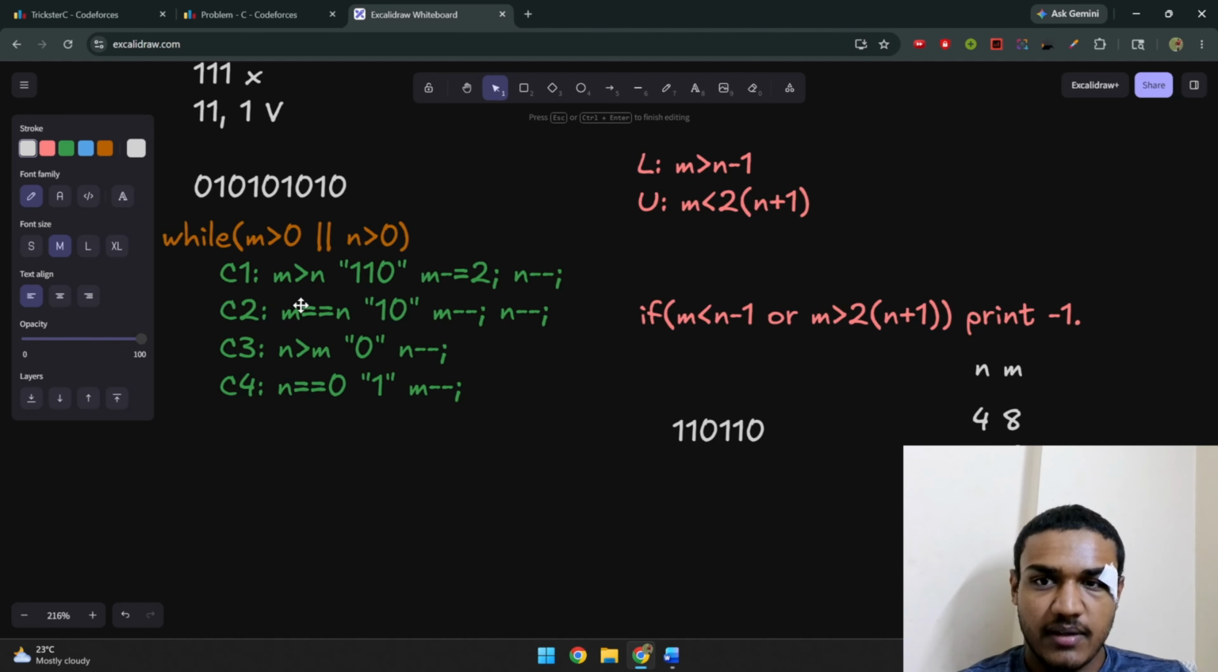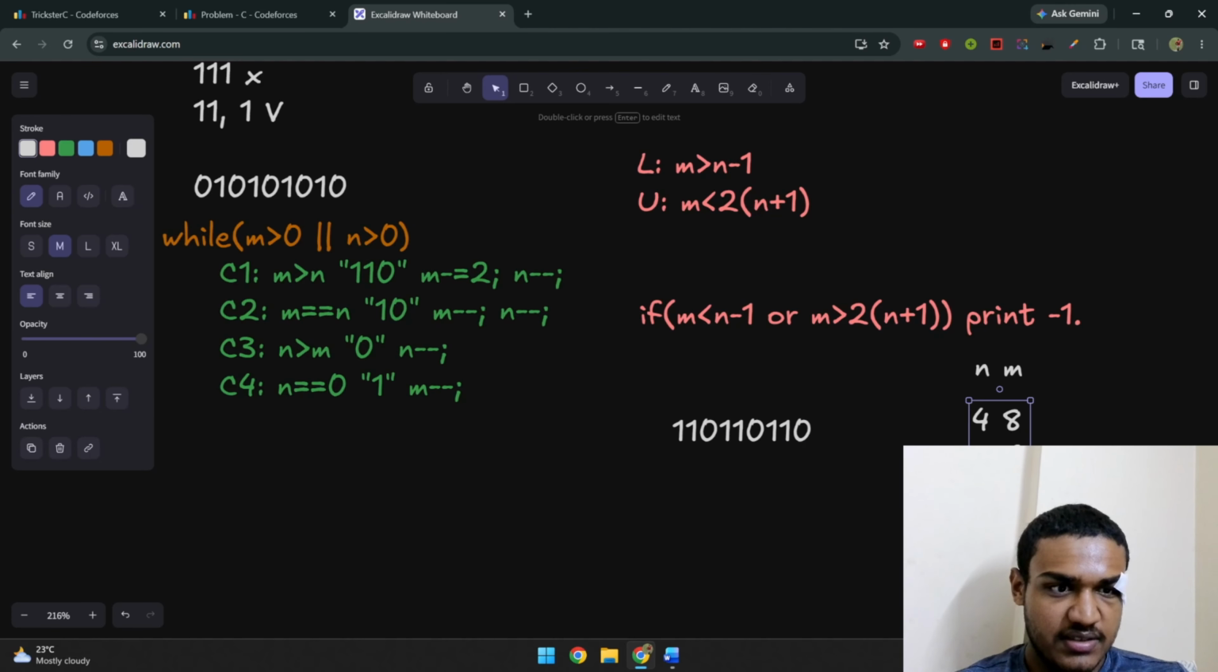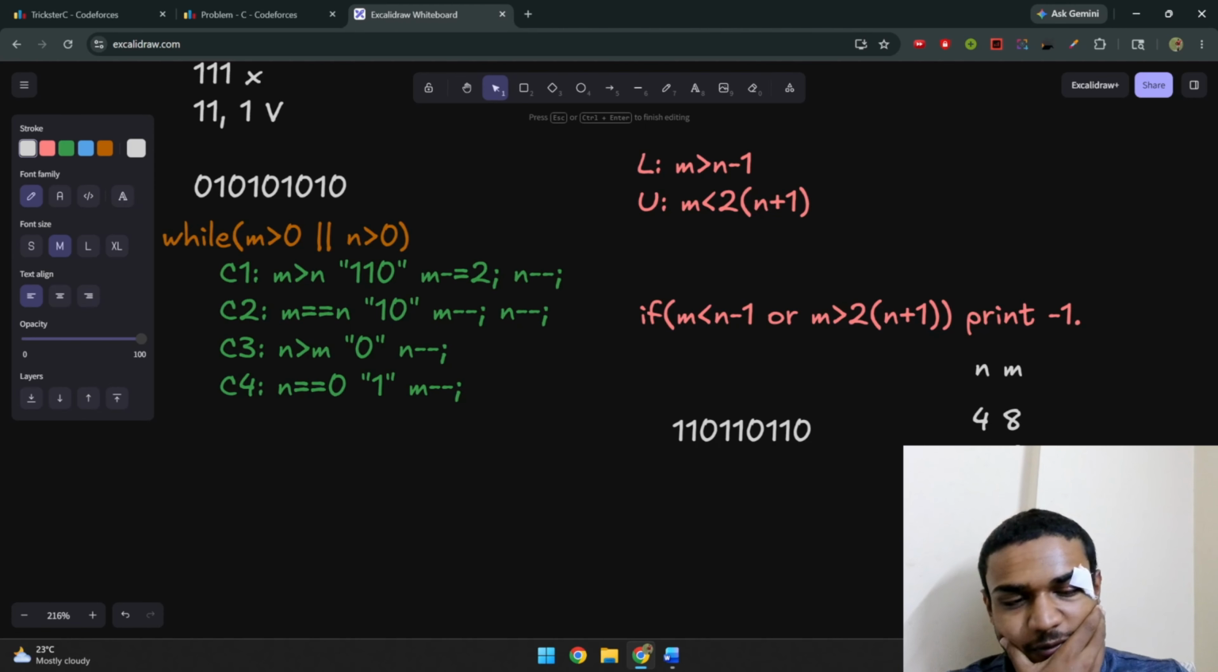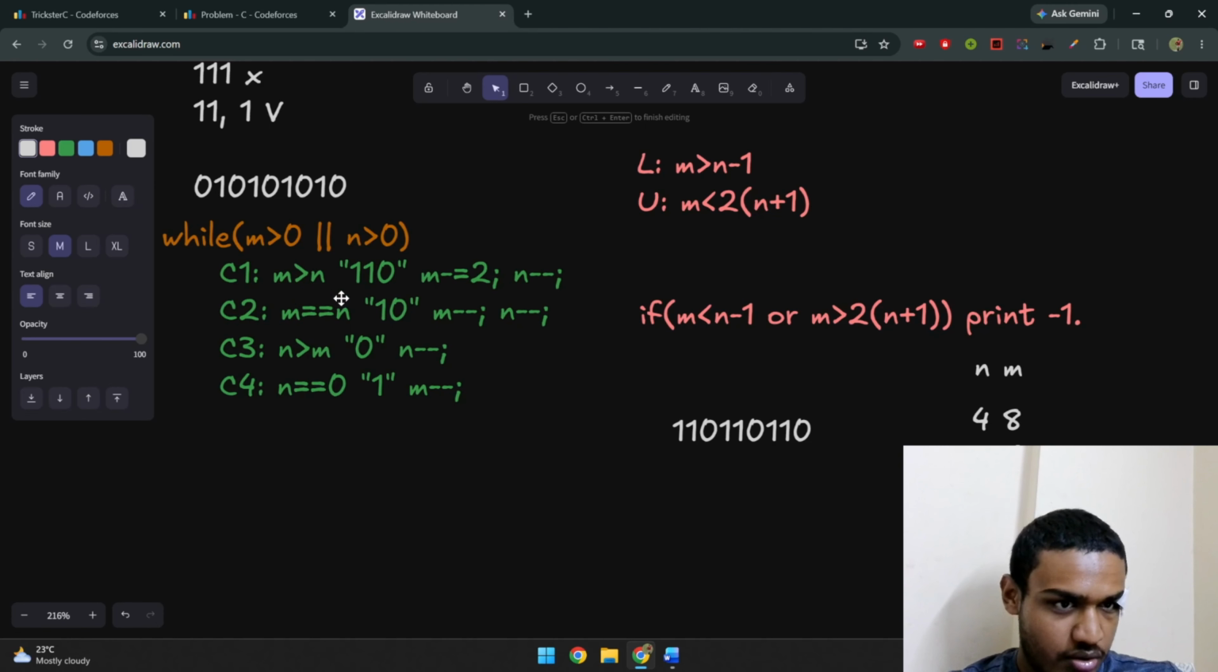We look at this again. M is greater than n. We still have an extra number of ones. So 110. And this turns out to be this time 0 and 2. So let's see, we have two ones here. So we get m greater than n, which is not true.